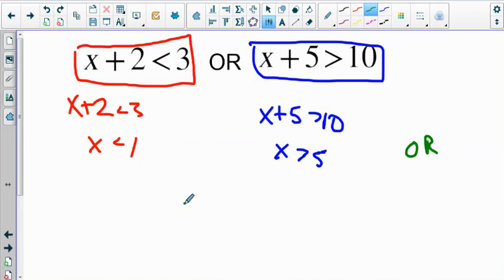I'm just going to go ahead and write this one this way. I could have written it as an or. Could put my 1 there, my 5 there, and my x in the middle.